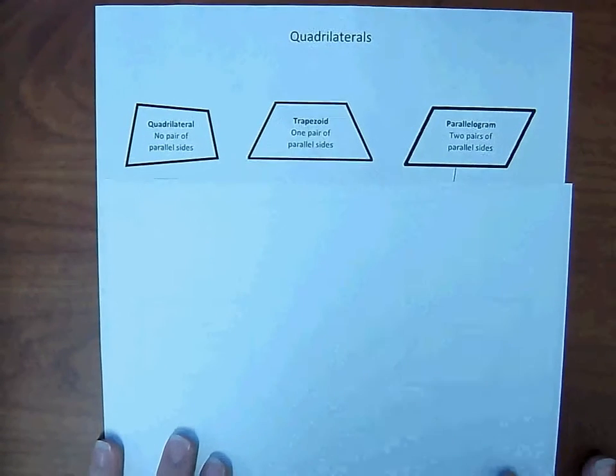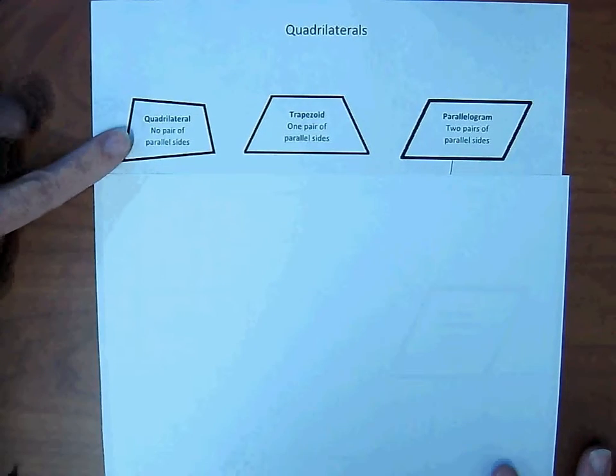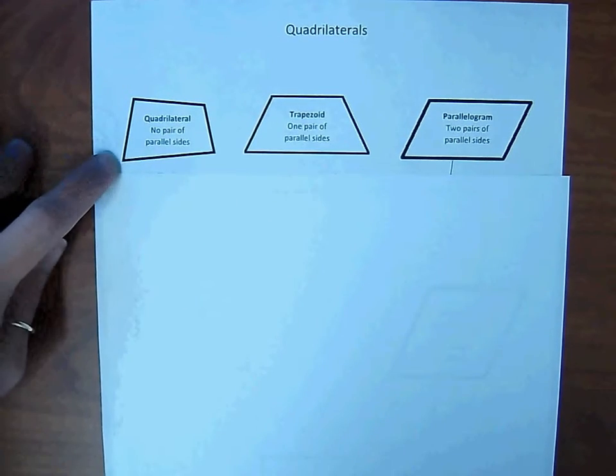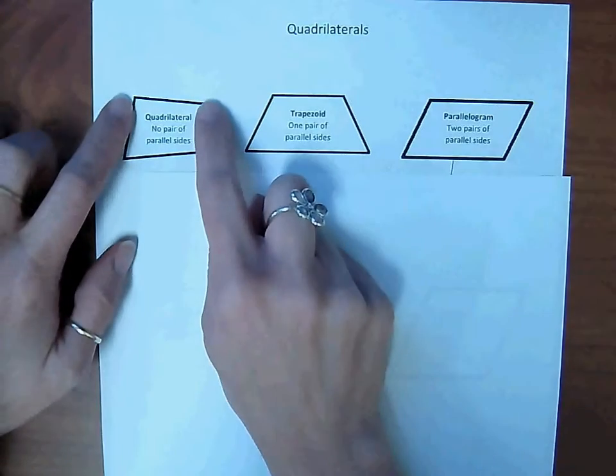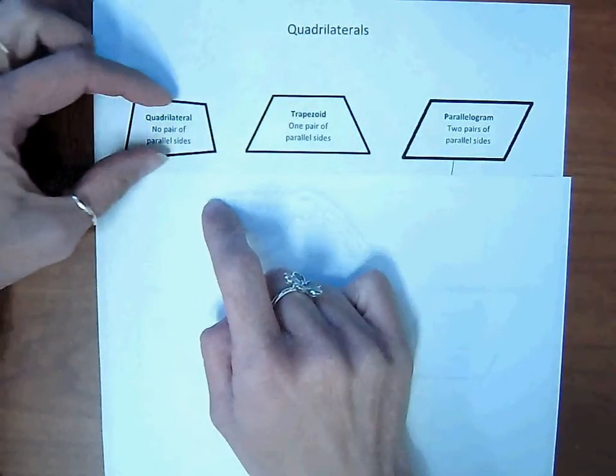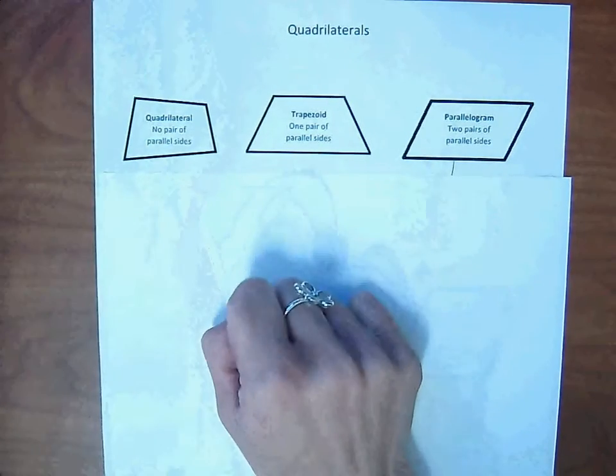A basic quadrilateral has no pair of parallel sides, meaning if you were to extend out the left and the right, they would eventually touch each other, as would the top and the bottom. None of the sides are parallel.